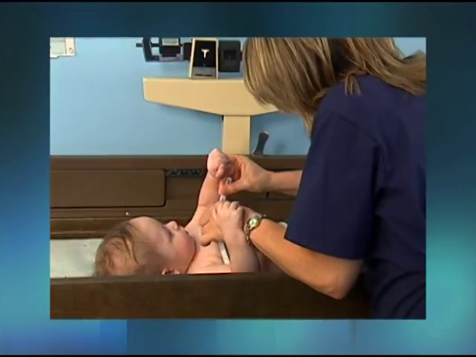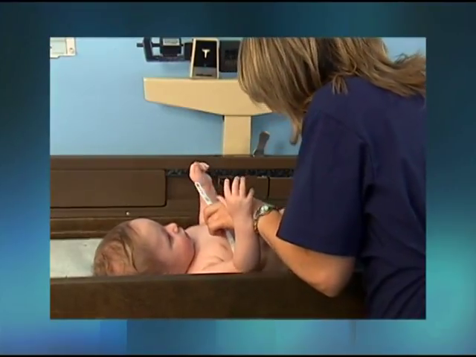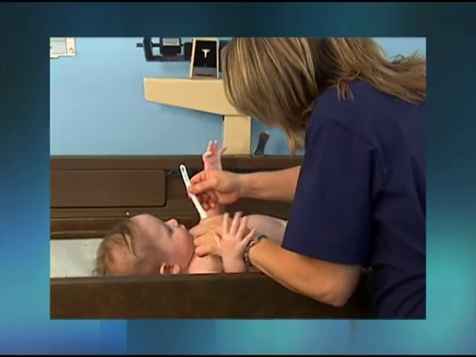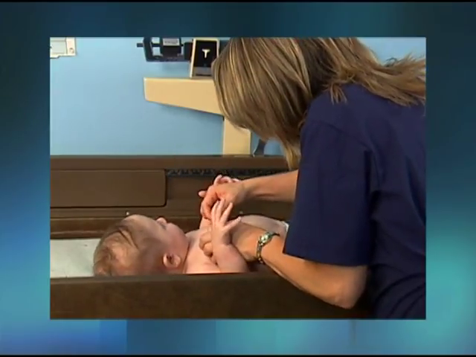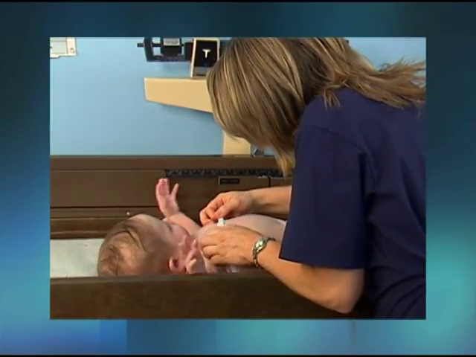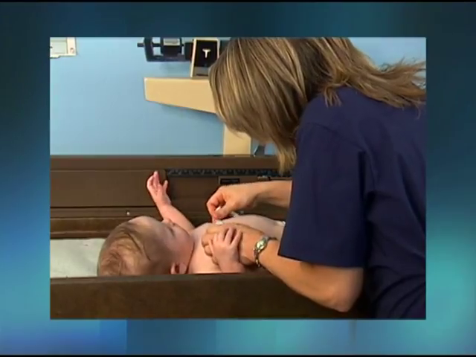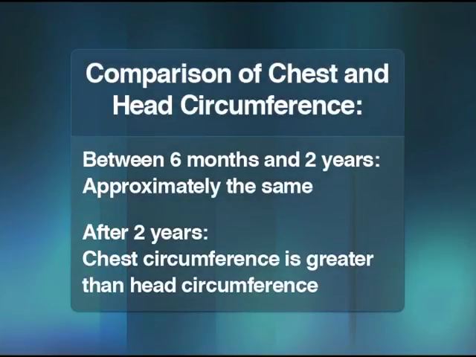microencephaly and macroencephaly. The chest circumference is a valuable measurement in comparison with the head circumference, but not by itself. The chest circumference is usually done only when a heart or lung abnormality is suspected. Between 6 months and 2 years of age, the chest and head circumference measurements are about the same. After 2 years of age, the chest circumference is greater than the head circumference.